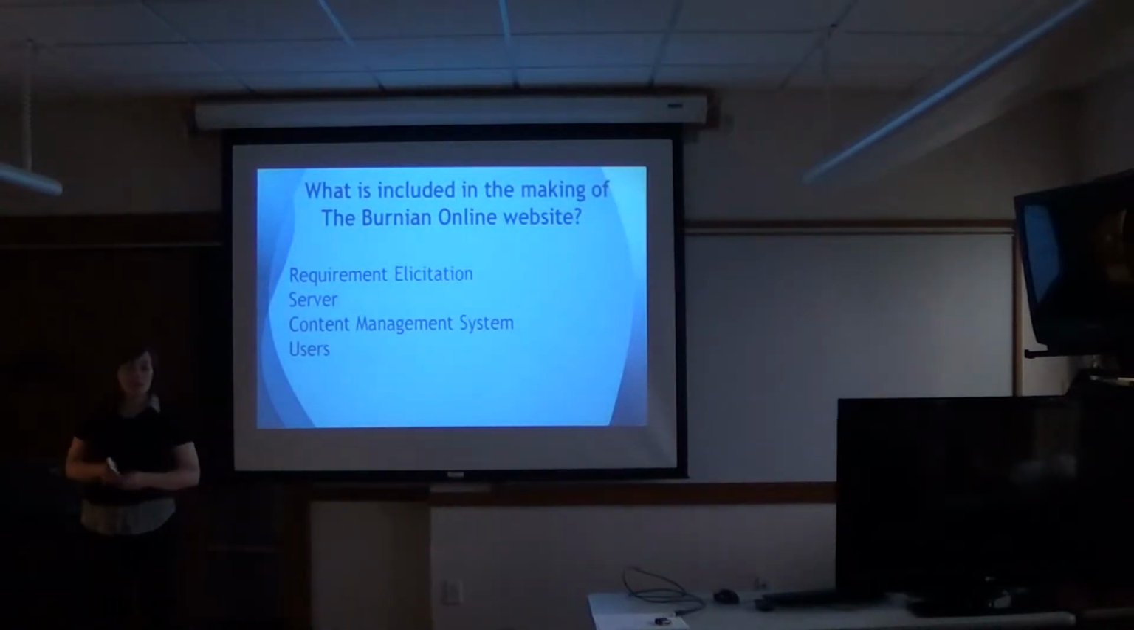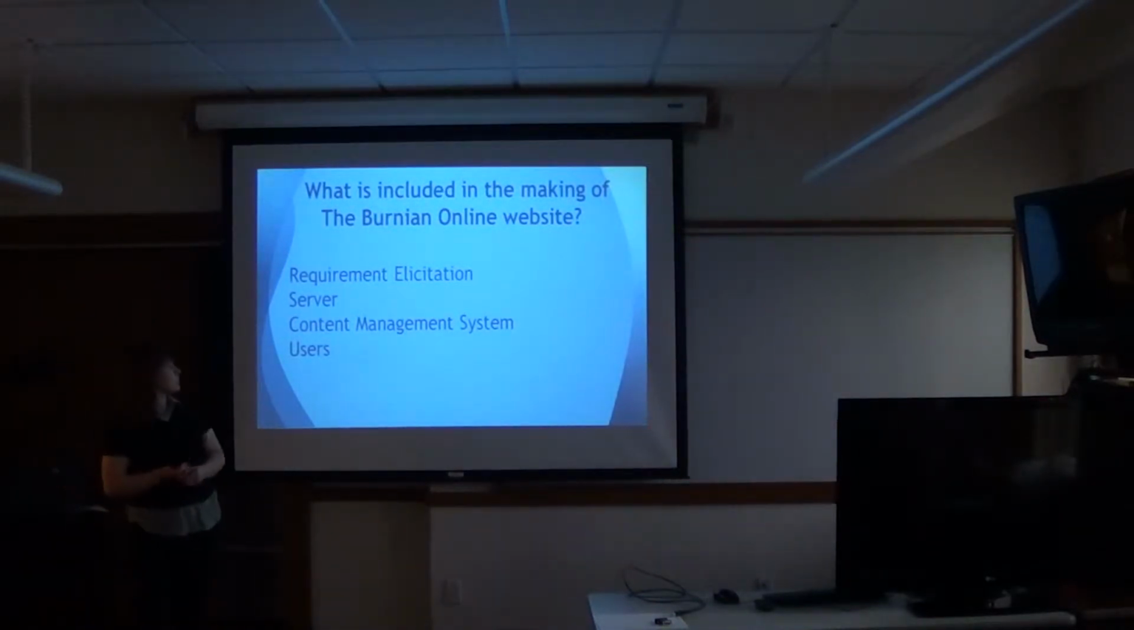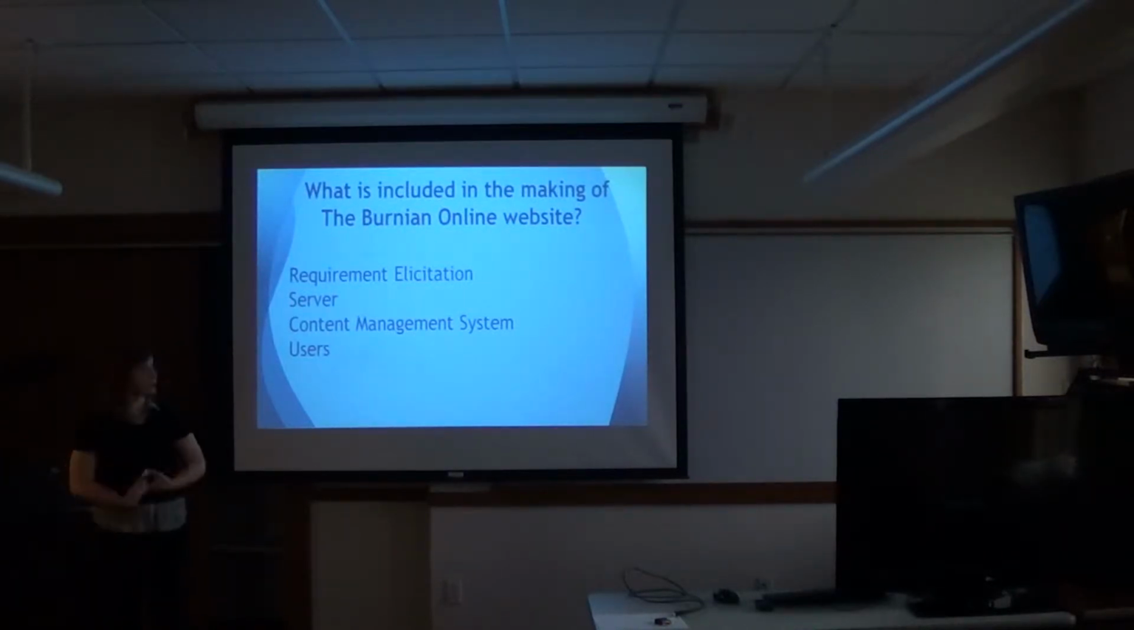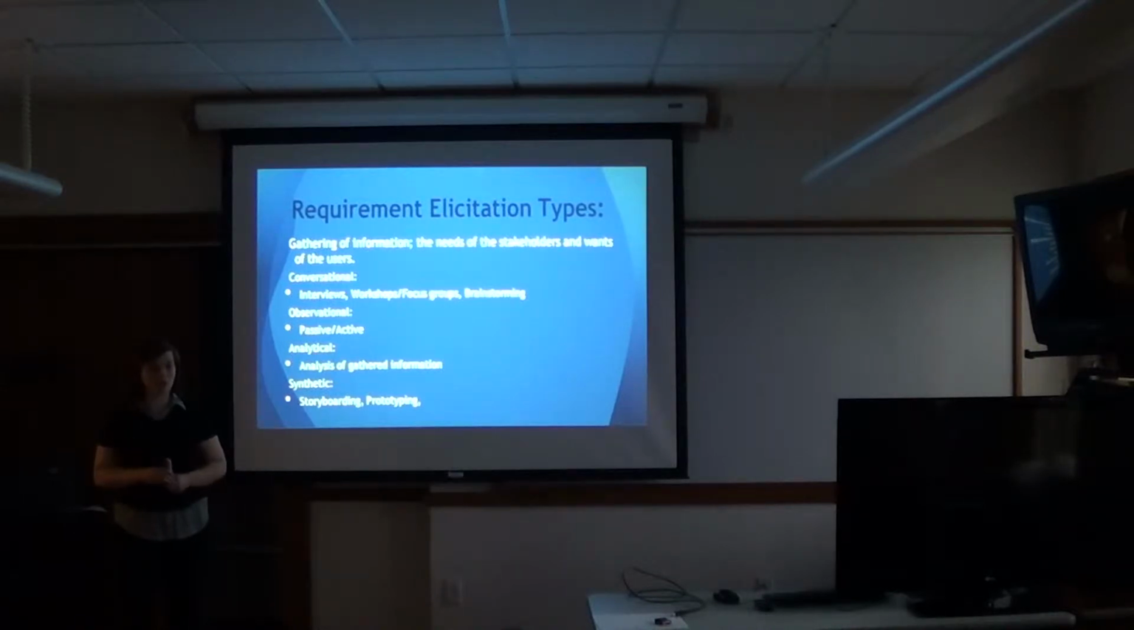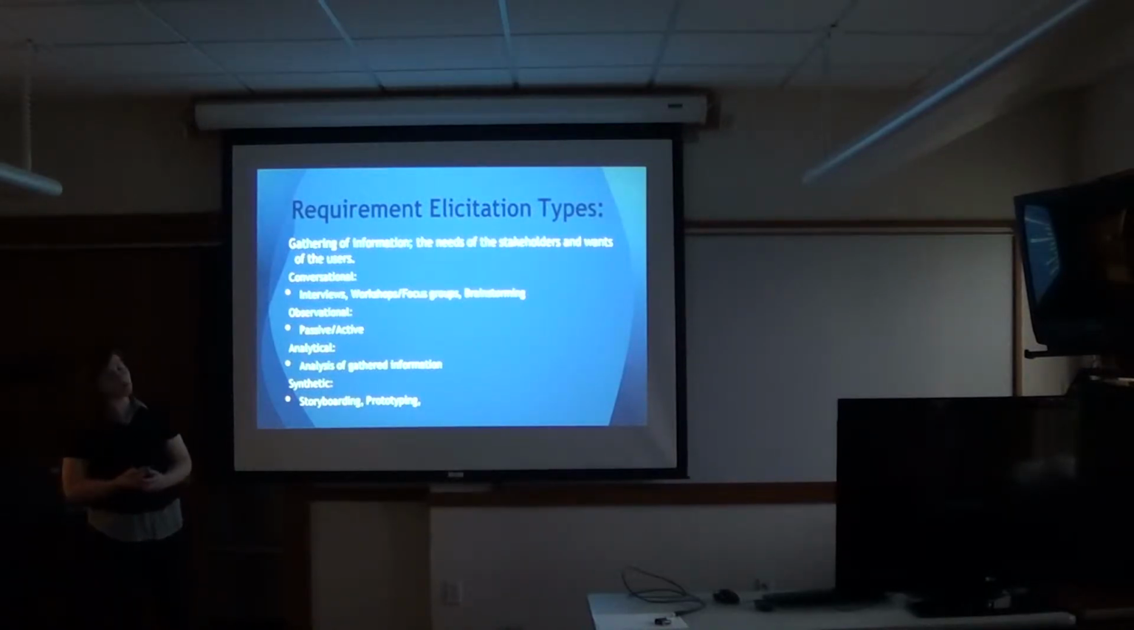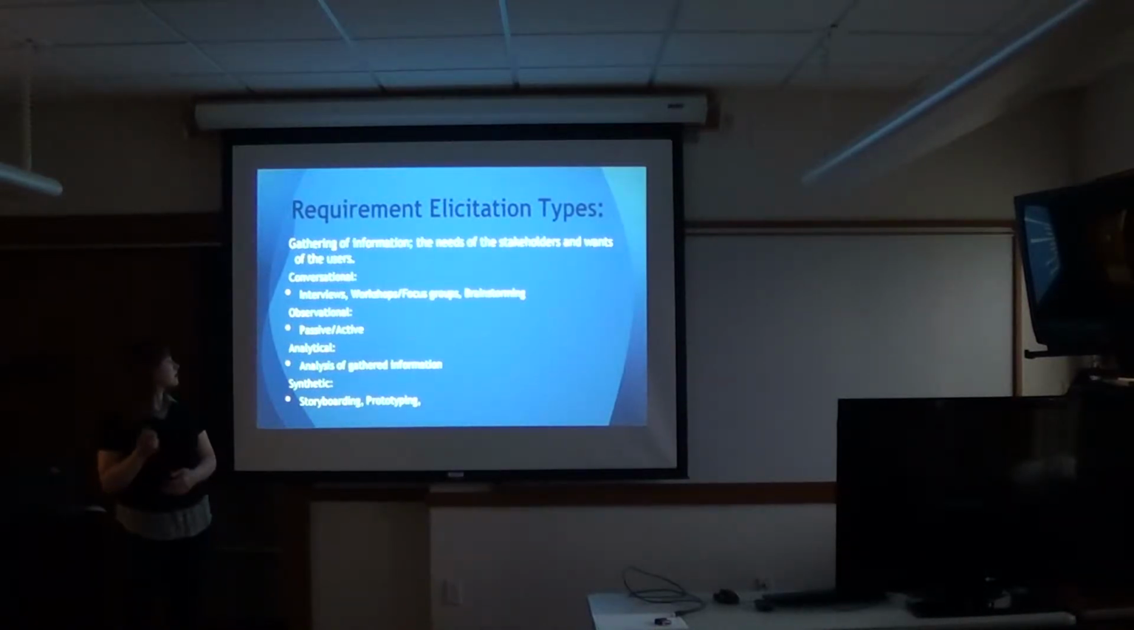So what is included in making a website? You need requirement elicitation, a server, a content management system, and users, which I will go more into. Requirement elicitation is the gathering of information on what the stakeholders need and the users want. I went through a bunch of processes to create this website, where there are 4 types: conversational, observational, analytical, and synthetic.